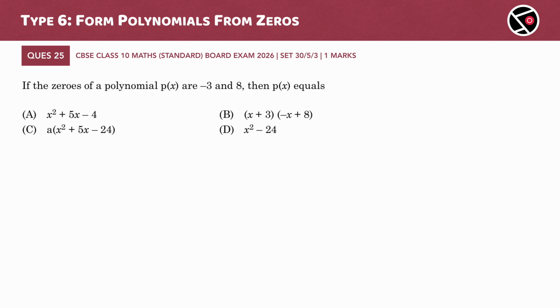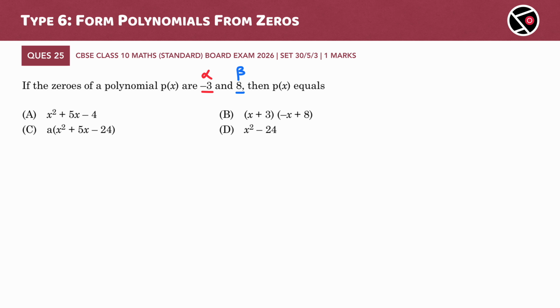Let's now move to the next question. This one is slightly tricky. Please give it a try. Alright, the zeros of the polynomial are given to us. Alpha equals minus 3 and beta equals 8. Our task is to identify the polynomial from these four options. Notice that the options are written in different forms. Option A, C, and D are written in expanded form, while option B is in the factored form. The factored form is usually the easiest place to start with. So we start with option B.